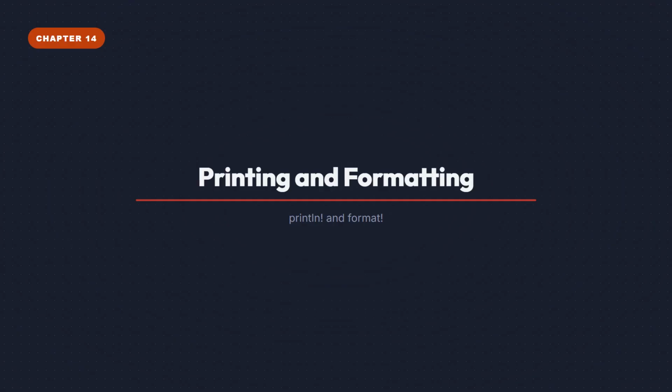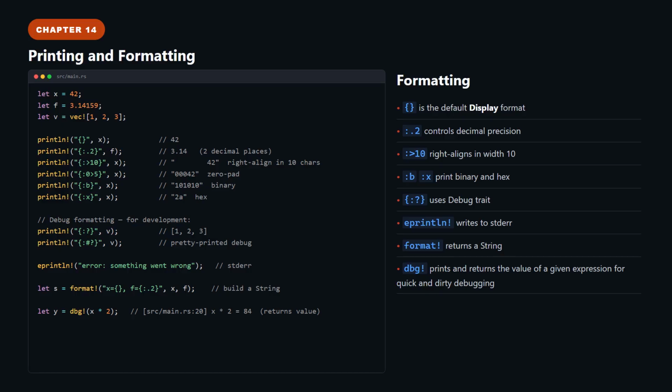Chapter 14. Printing and formatting. Rust's format strings are checked at compile time. A mismatched placeholder is a compile error. {:?} invokes the Debug trait, available on most standard types and easily derived with #[derive(Debug)].